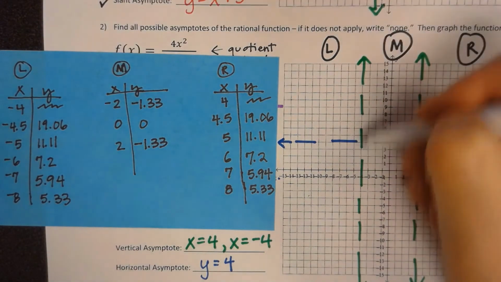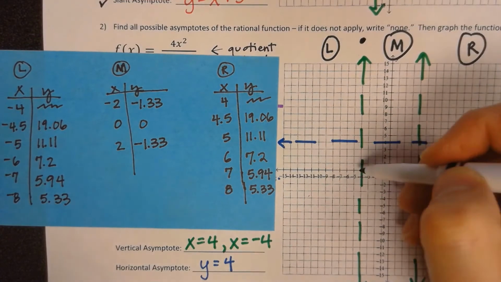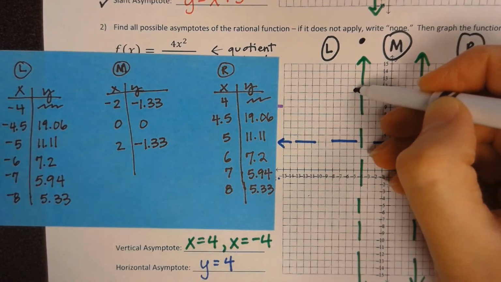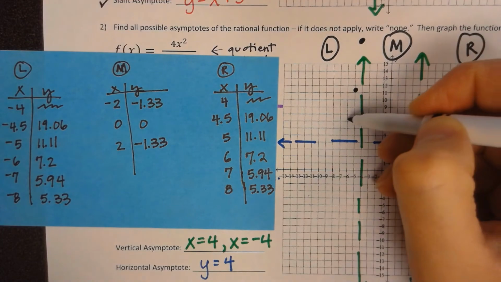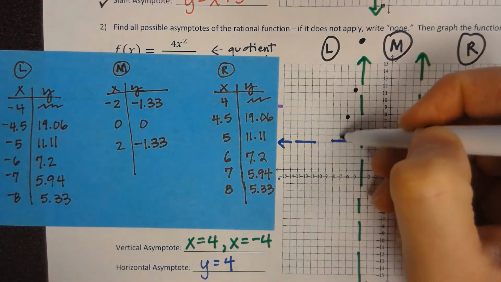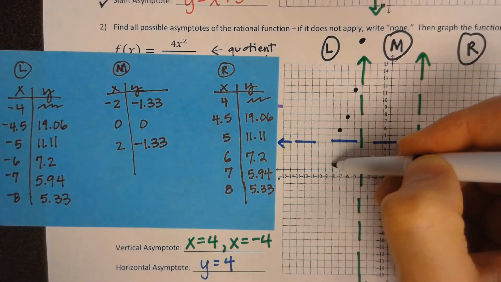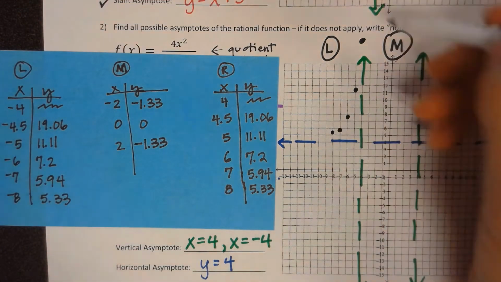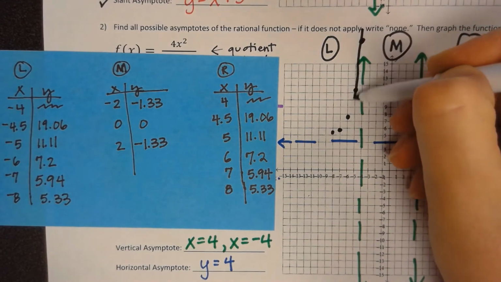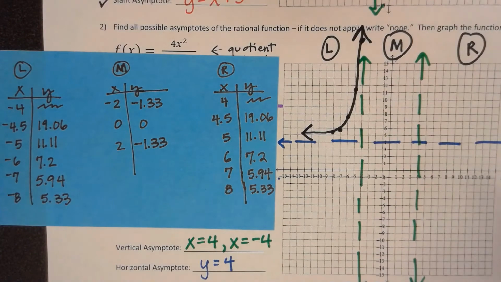I'm all the way up here at 19, I guess. I don't know, that's like somewhere up there. Negative 5, 11, 6, 7, 2, 7, 5, 9, 4, 8, 5, 3, 3. So that makes sense because it's going closer, closer, closer, closer, closer to this horizontal asymptote.